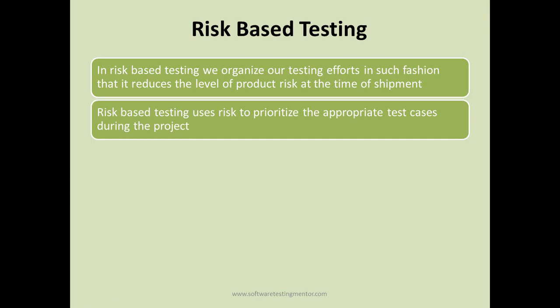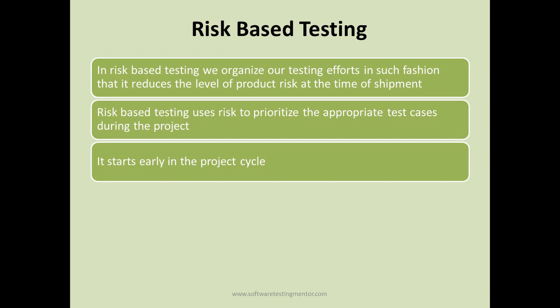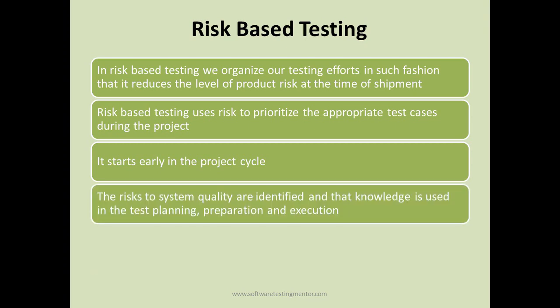Risk-based testing uses risk to prioritize the appropriate test cases during the project. It starts very early in the project cycle. The risks to system quality are identified, and that knowledge is used in test planning, preparation, and execution. So you first identify what the risks are with delivering the software or system, and then based on that knowledge you do all your test planning, preparation, and execution activity.